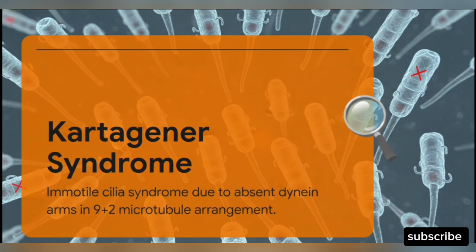So we know dynein is essential for movement, right? But what happens if the dynein arm is just missing entirely? Well, we get Kartagener syndrome, which is also known as immotile cilia syndrome. Normally, functional cilia have this classic 9+2 microtubule arrangement, and the dynein arm is what actually forces them to beat and move. So no dynein, no movement. The cilia just strictly halt.